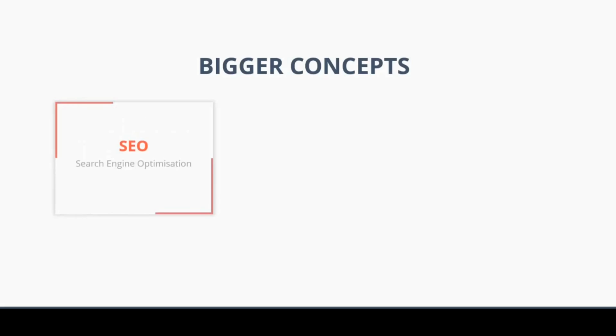Then there are some umbrella terms for bigger concepts, umbrellas within umbrellas, this whole digital marketing thing. SEO is search engine optimization. We looked at that very briefly earlier. Then there is SEM, which is search engine marketing, and that's referring essentially to PPC, so the Google ads, Microsoft advertising, any kind of search engine advertising.